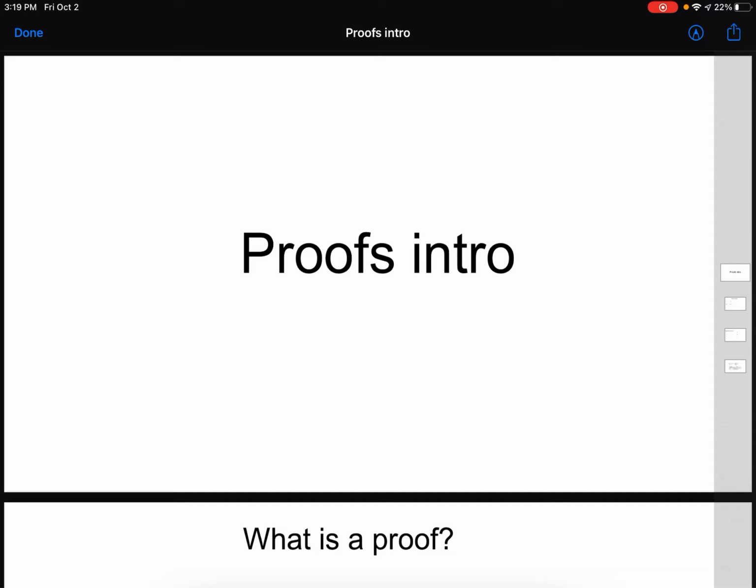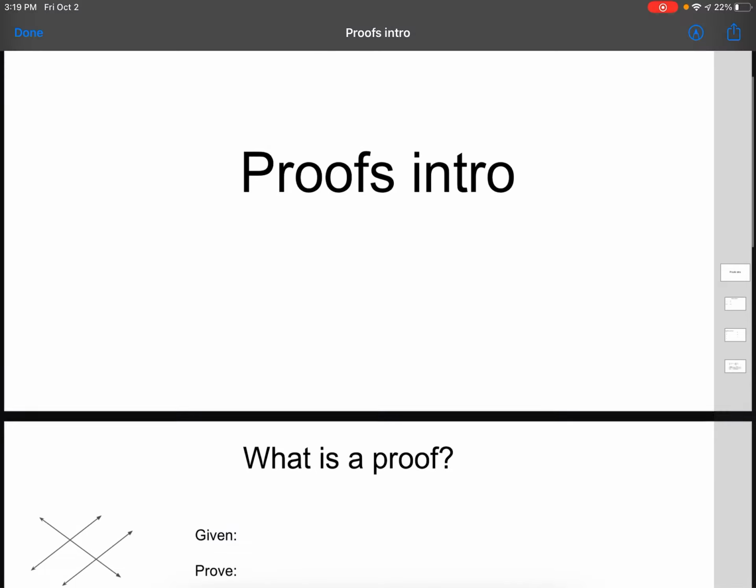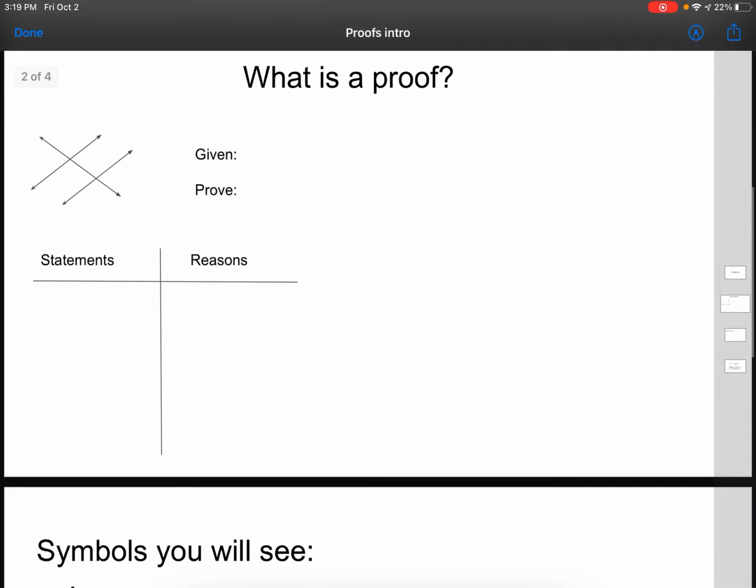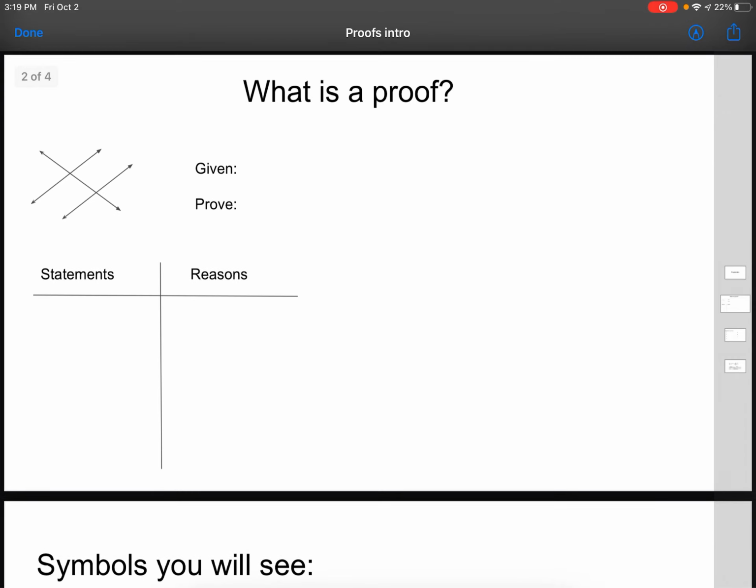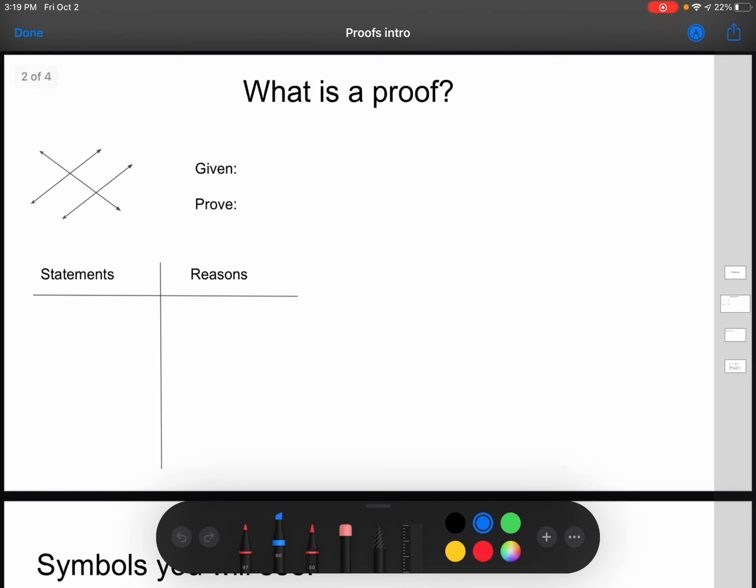So at the beginning, you'll only have to do a little bit of stuff in the proof. By the end, you'll be filling in the whole thing, right? So first, what is a proof? Right, so a proof is used to prove something is true.